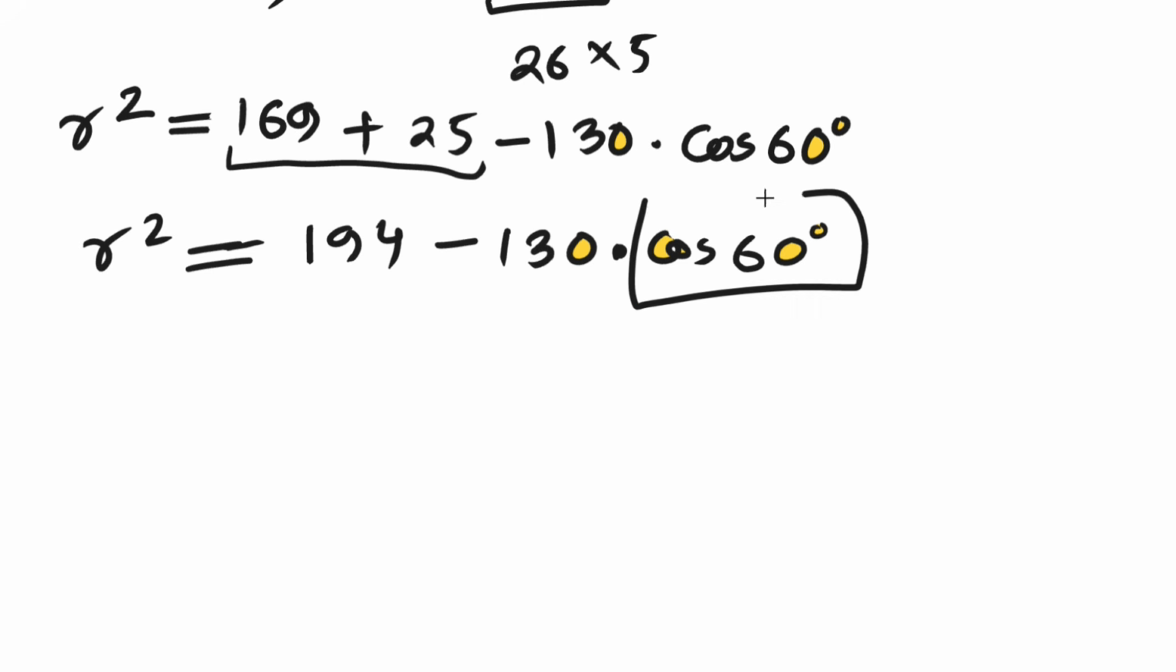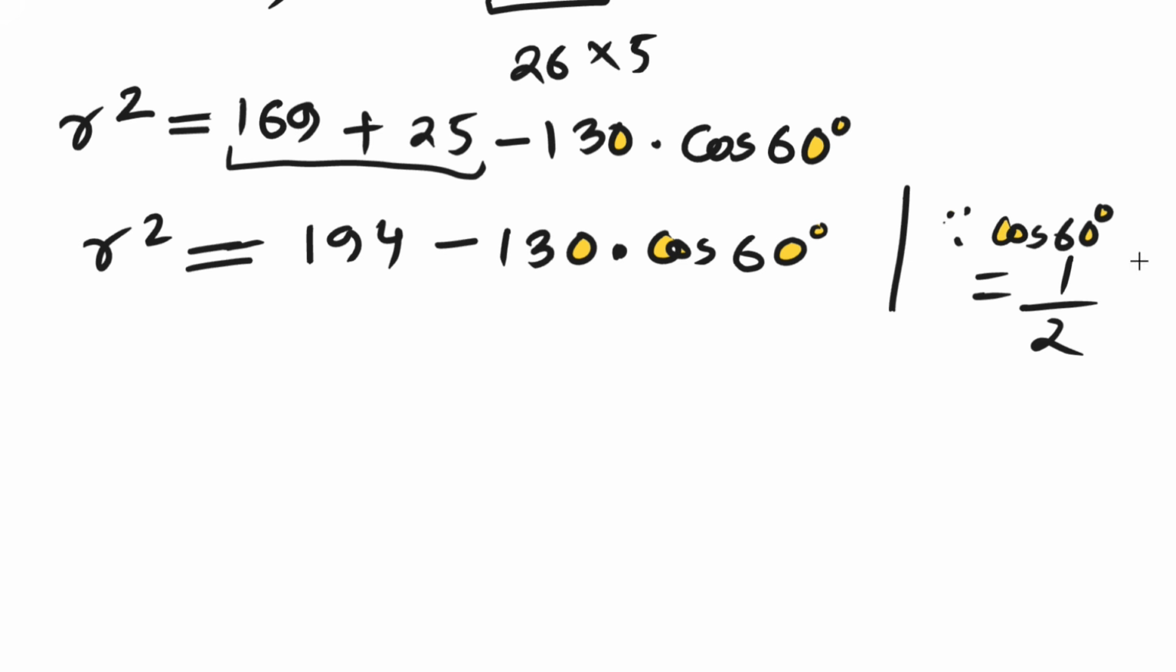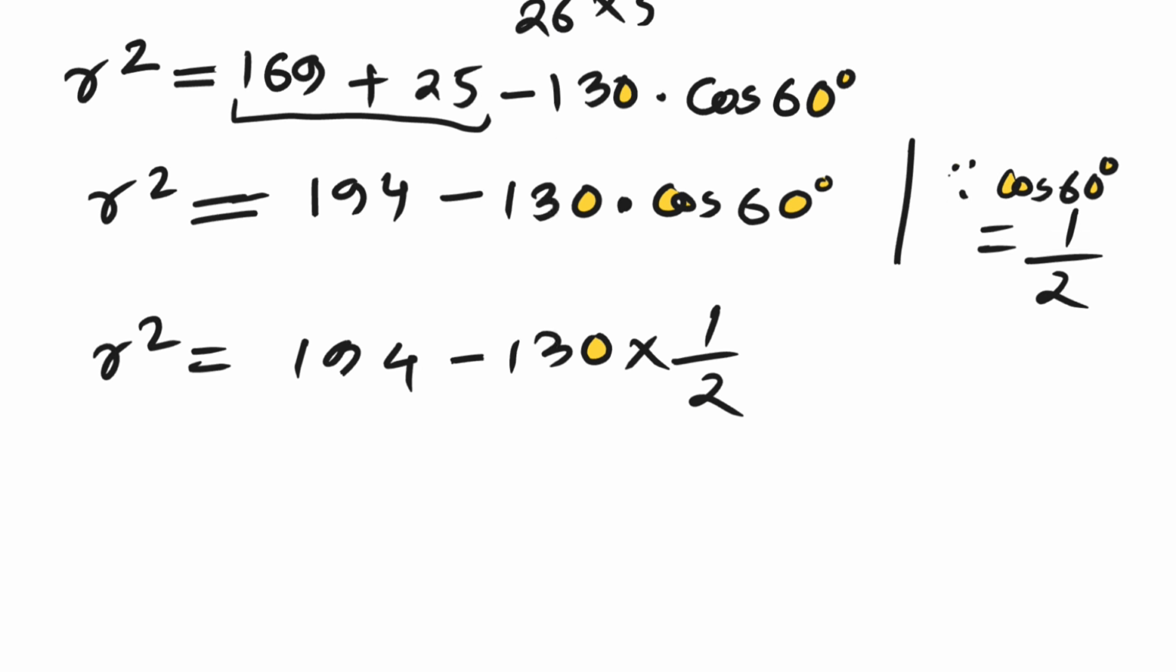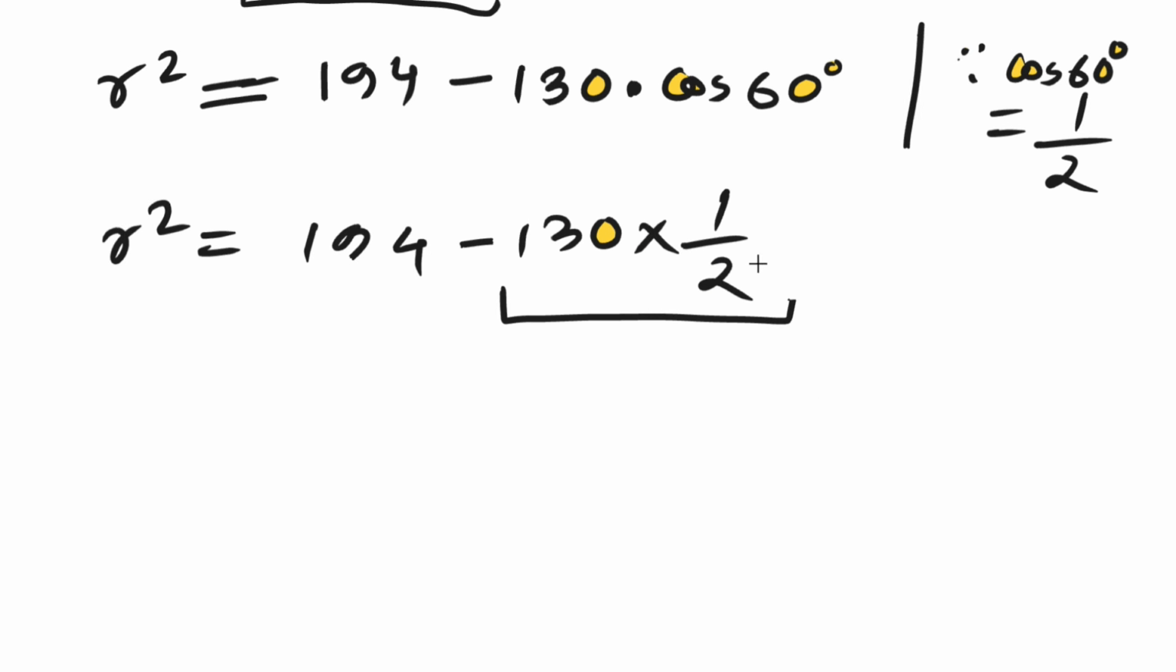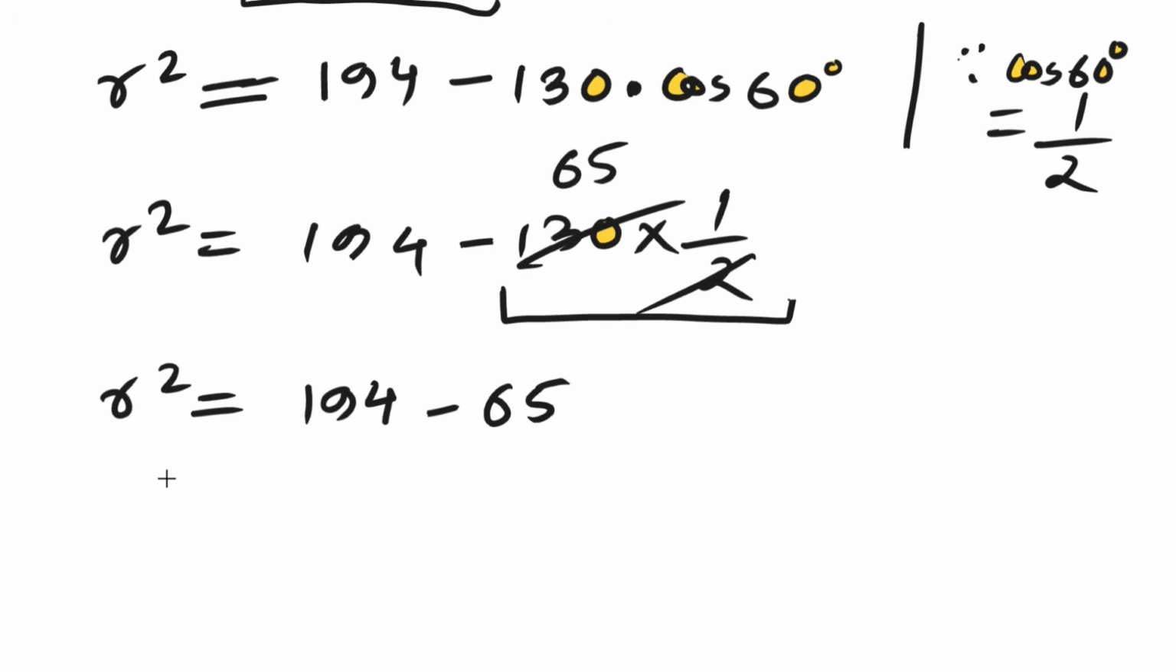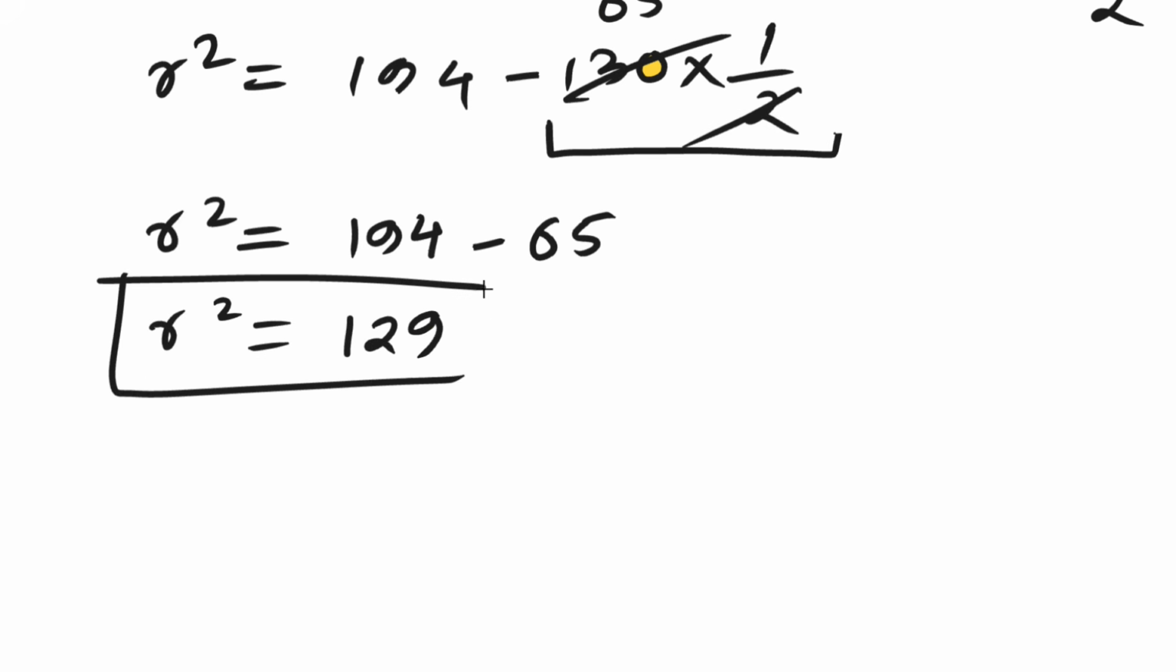And here comes another standard value that is worth remembering. The cosine of 60 degrees is 1/2. So we substitute 1/2 in place of cosine 60 degrees. That gives us r squared equals 194 minus 130 multiplied by 1/2. 130 multiplied by 1/2 is 65. Therefore, r squared equals 194 minus 65. Subtracting gives us r squared equals 129, and that's a very important result.